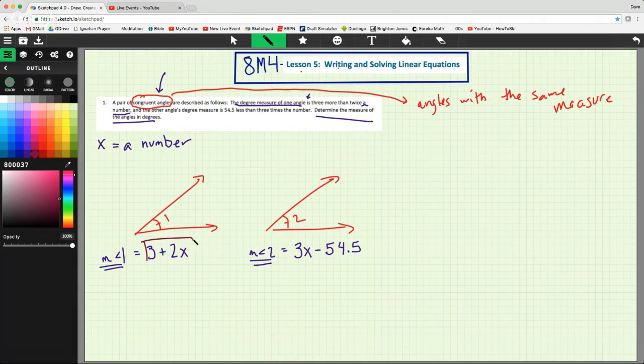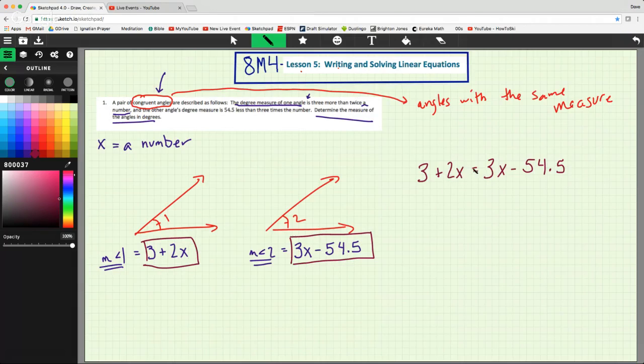I can say that this and this must be the same. So I'm going to do my algebra. We'll do 3 plus 2x equals 3x minus 54.5. So let's combine, let's see. Oh, this is going to work out nicely. Let's get the x's onto one side.